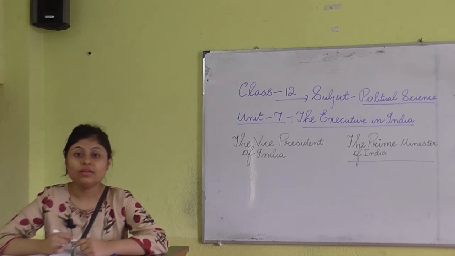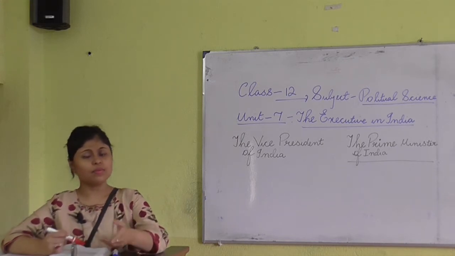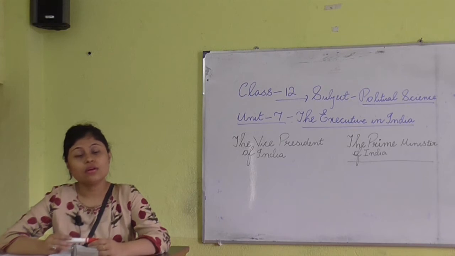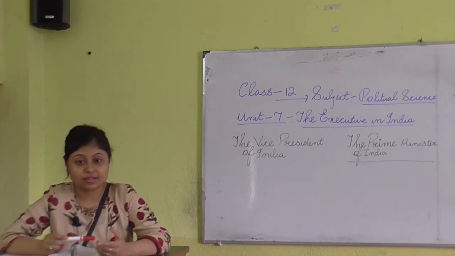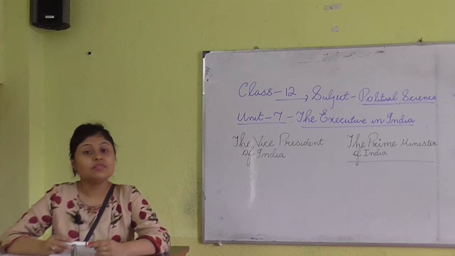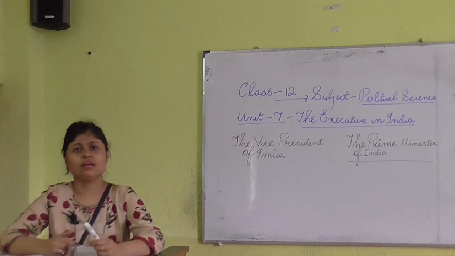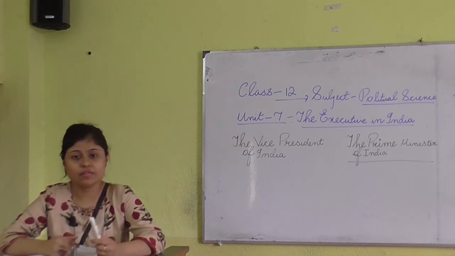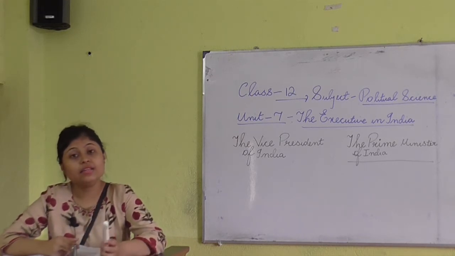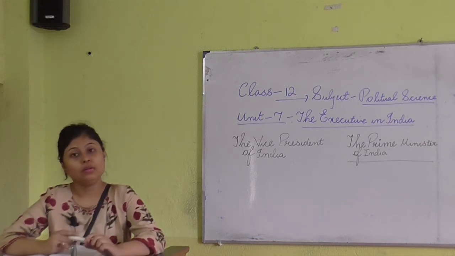any local authority. Now there is also a procedure used for removal of the Vice President. How is the Vice President removed? The Vice President is removed by passing a resolution which is passed by majority of all the members of the Council of States, agreed to by the House of People, that is the Lok Sabha.